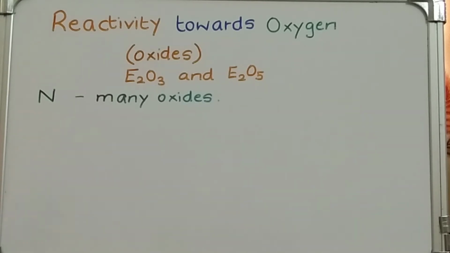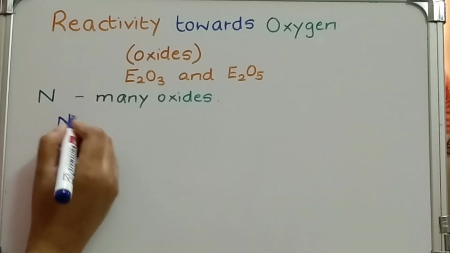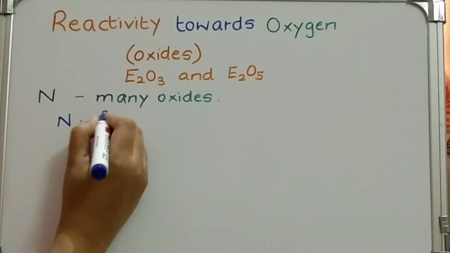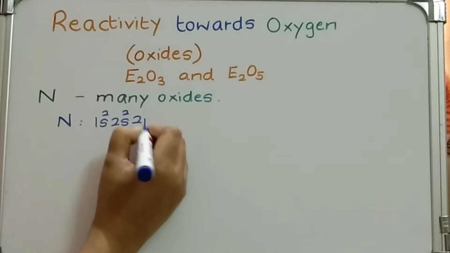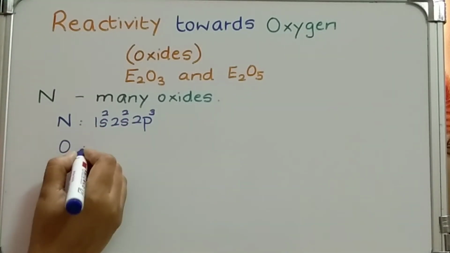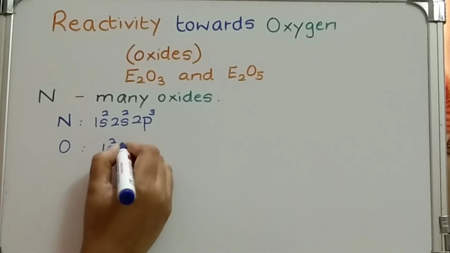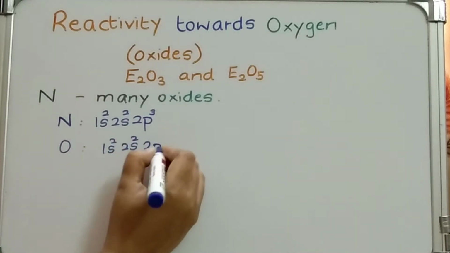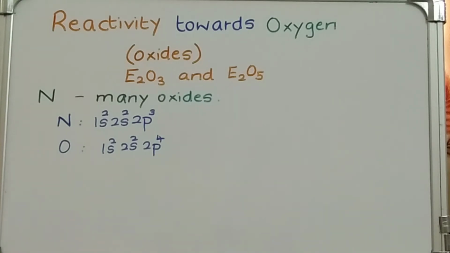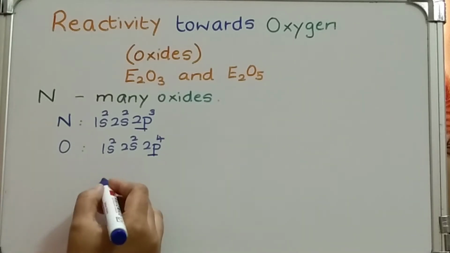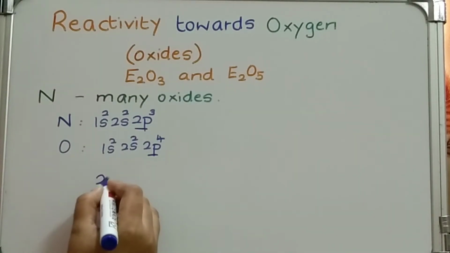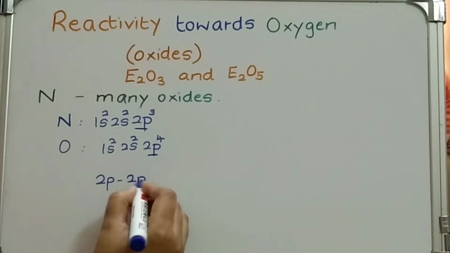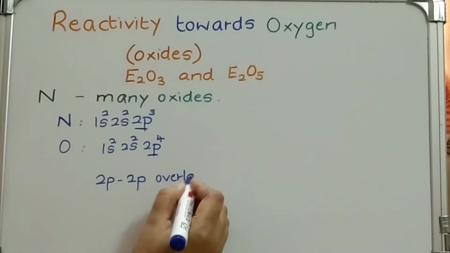So the electronic configuration for nitrogen is 1s2, 2s2, 2p3. For oxygen it is 1s2, 2s2, 2p4. Correct? Oxygen atomic number is 8, nitrogen it is 7. So see the electronic configuration, the valence shell is 2p, 2p. So 2p, 2p overlap will take place, that is p to p overlap, and a pi bond will be formed.